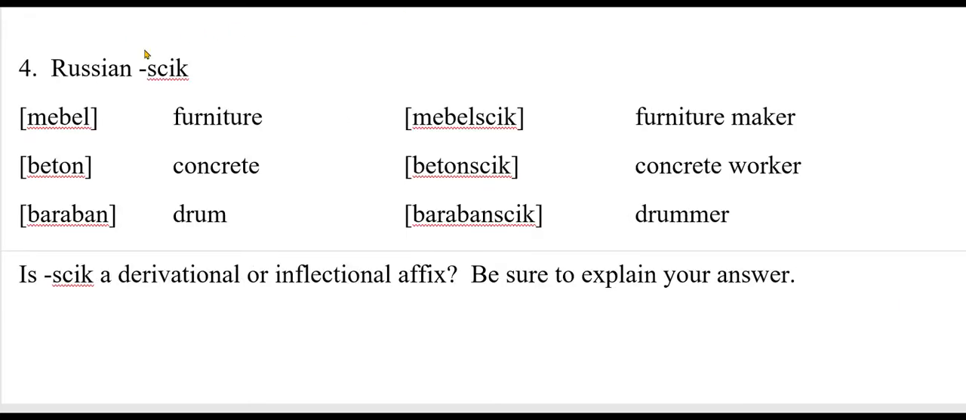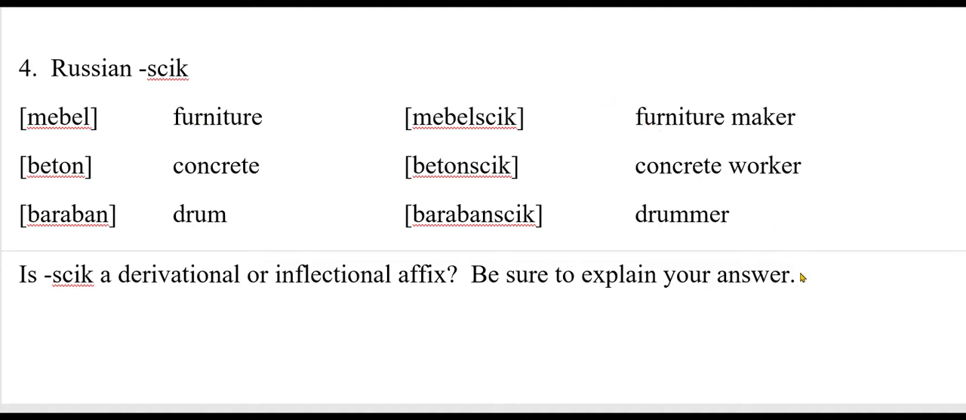In Russian, we have the skik affix. We have mebel, mebelskik, beton, betonskik, baraban, barabanskik. So in this case, we're going from furniture to furniture maker, concrete to concrete worker, drum to drummer. So we can't really say the part of speech is changing because furniture is a noun, concrete is a noun, and drum is a noun. Furniture maker is also a noun, but it looks like we're changing from what's called noun things to noun persons.